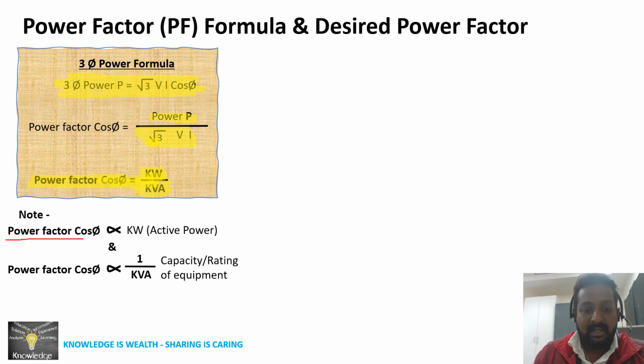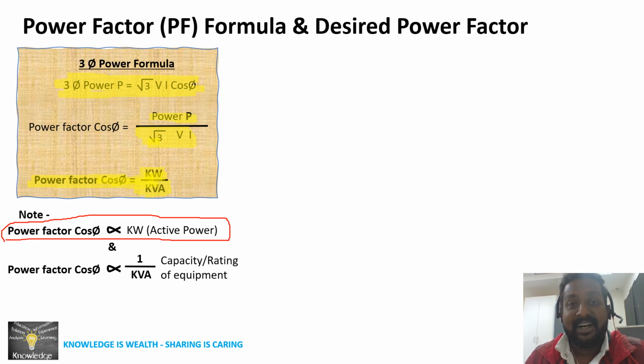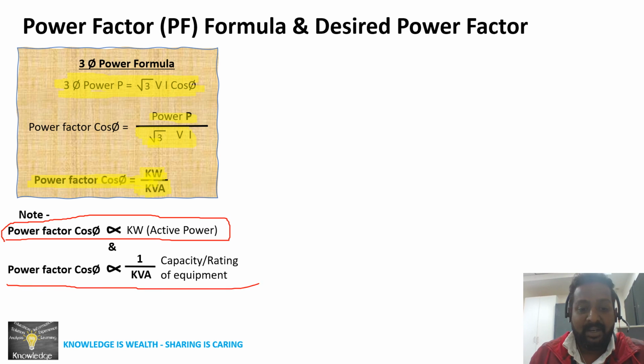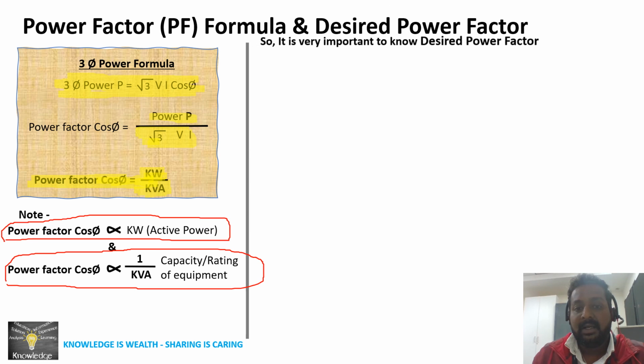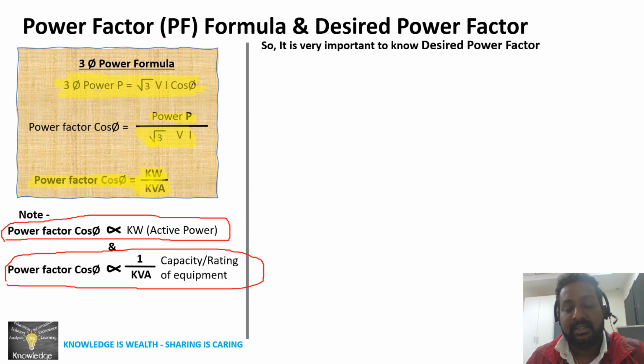One is on kilowatt consumption, optimum kilowatt consumption at the desired power factor, and our billing maximum demand should not cross billing demand. So that desired power factor we need to maintain or manage in our respective building. To achieve this, it is very important to know the desired power factor of the building.